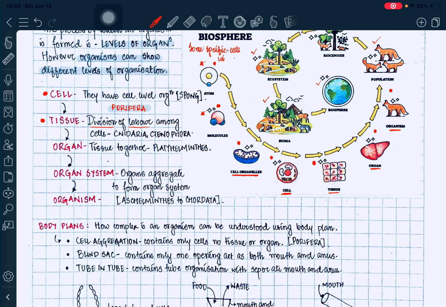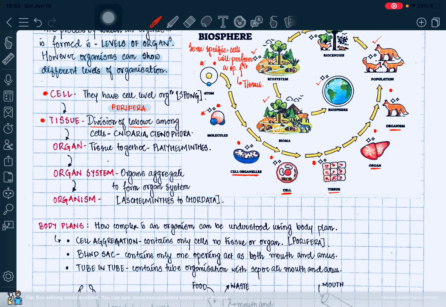will perform a specific function, and those group of cells will be referred to as what? Those group of cells will be referred to as tissues. They will be called tissues, right?